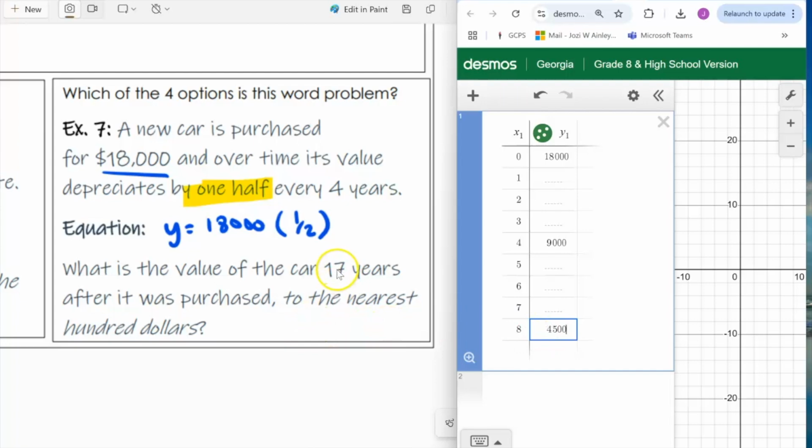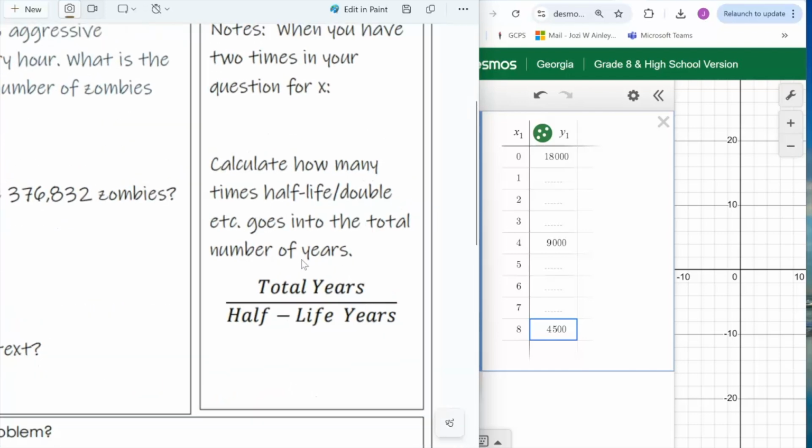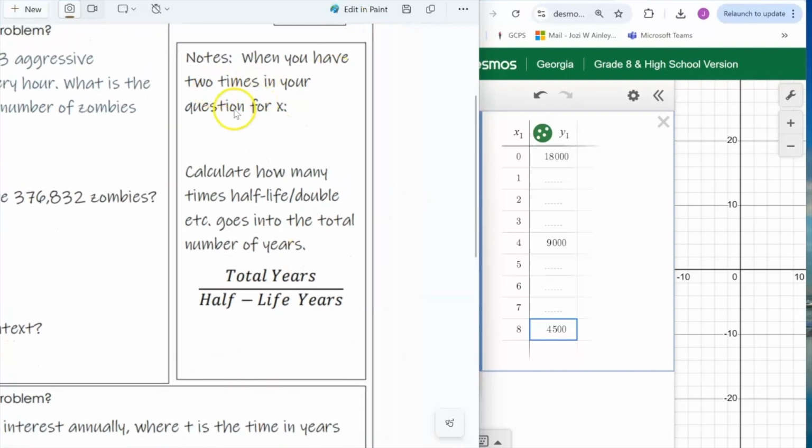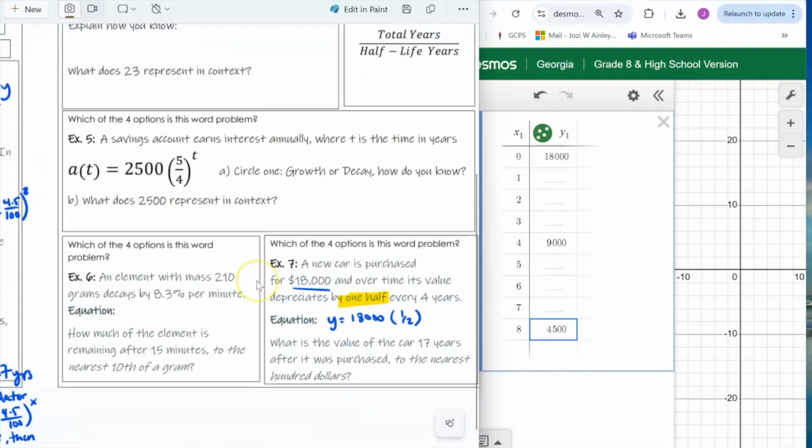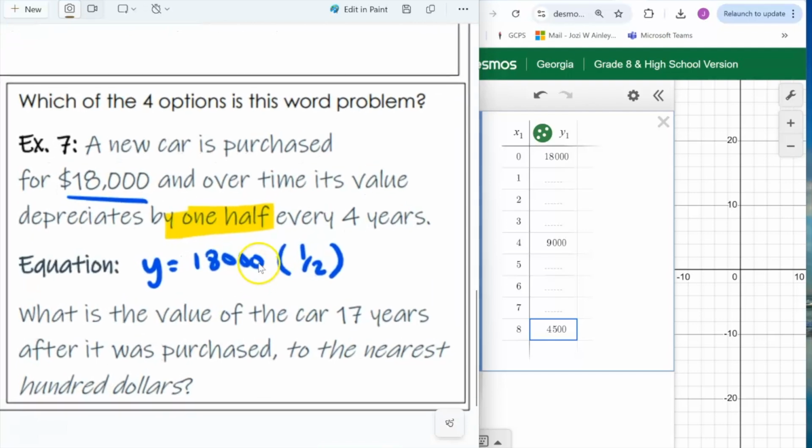So to write this and to figure out how to write this, we've made a little shortcut for you. When you have 2 times in your question for X, calculate how many times half-life or double goes into the total number of years. So it's total years over half-life years. What that is saying is, if the question is, what is the value of 17 years? Now the problem is I have 2 times in my question, and I have to figure out how does this work. So it's half in every 4 years, and then what's the question in 17 years?